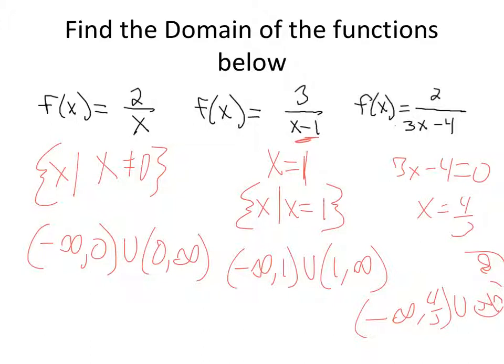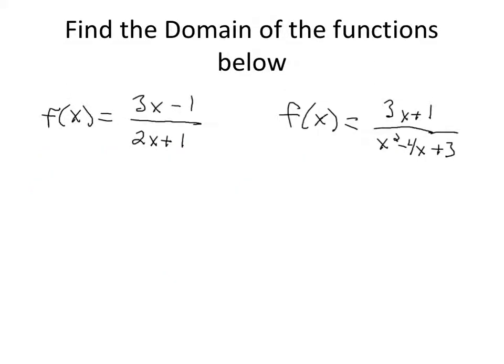Now I threw these two on there because these are a little bit different. We're still looking for the domain. We're still worried about the denominator. We don't care about that numerator. That numerator has a variable in it, but we really don't care, because if x equals 1/3, what does that do? 3 times 1/3 minus 1 over 2 times 1/3 plus 1.